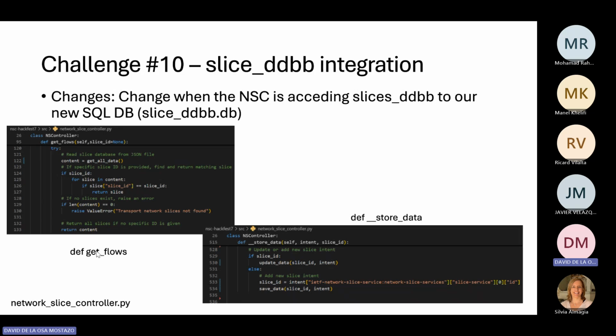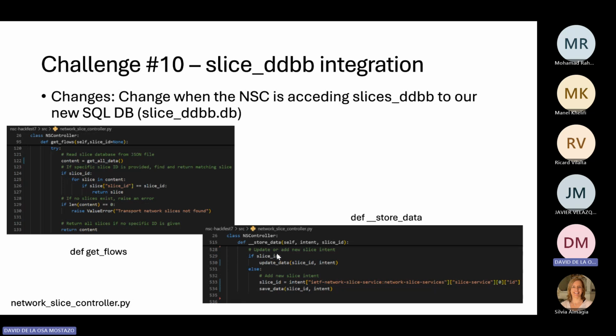And then the changes are going to be, first, in the network slice controller, we are going to change the get flows and the store data. So in the get flows, instead of having to get the JSON and put that JSON into a dictionary of Python, we now just need to call that new function of get all data, and then we are going to obtain the new content as a dictionary. And then the same in the store data function.